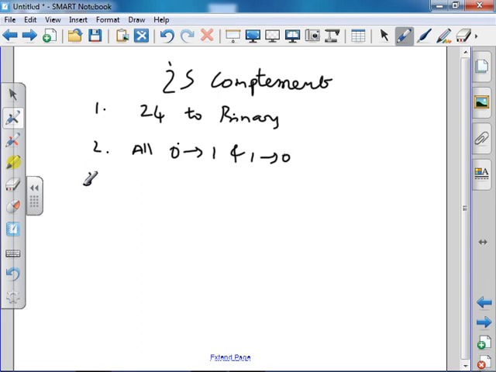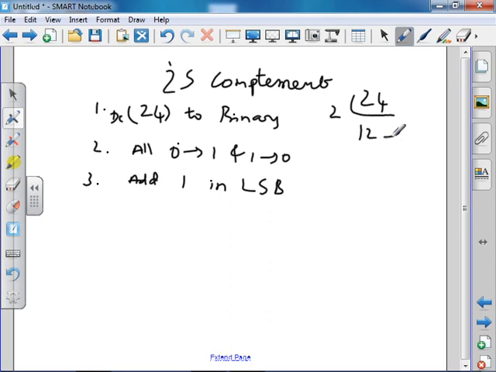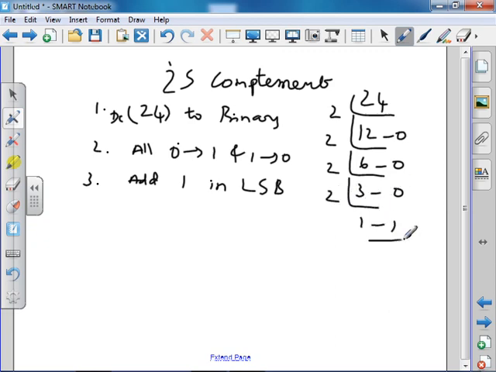Then the third step, add 1 in the least significant bit, LSB. Look at this example, 24. First, this is the decimal number 24. Convert this decimal number into binary form. By repeated division, 24 divided by 2 gives 12, remainder 0. Again divide by 2, you get 6, remainder 0. Then by 2, you get 3, remainder 0. Again you divide 3 by 2, you get 1, remainder 1. Write the number from bottom to top, and you get 11000.